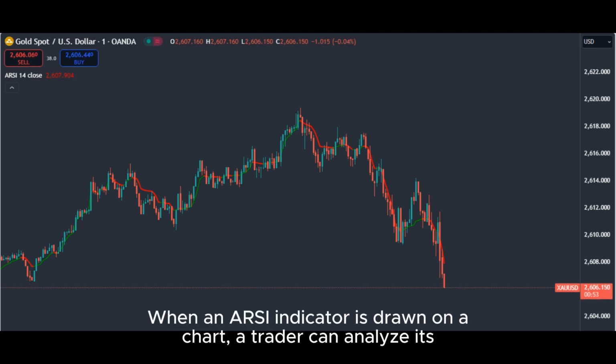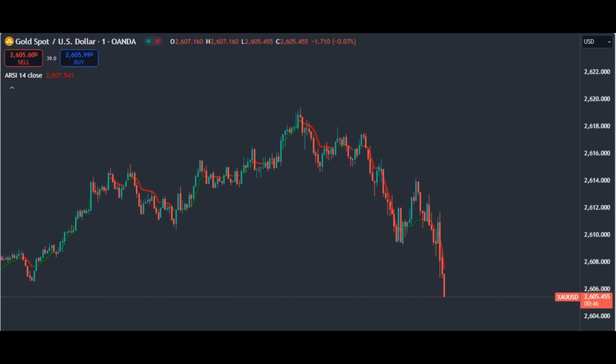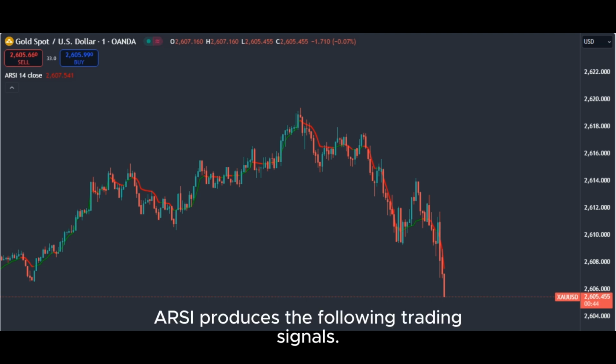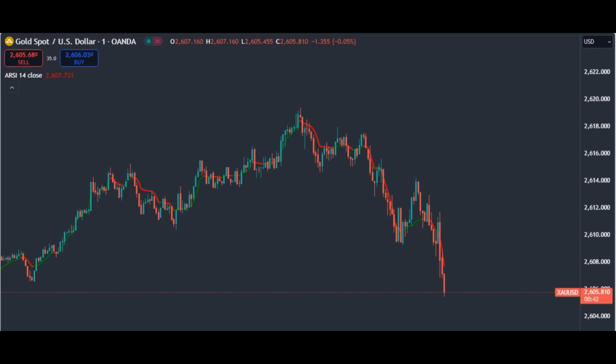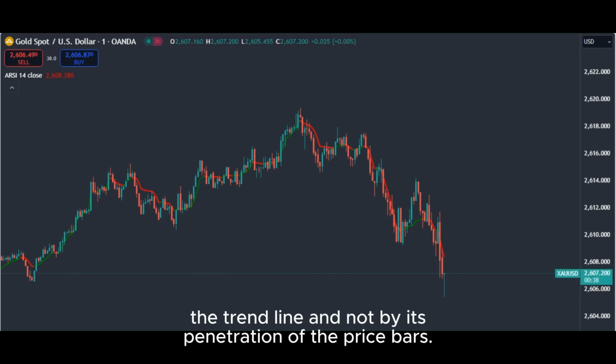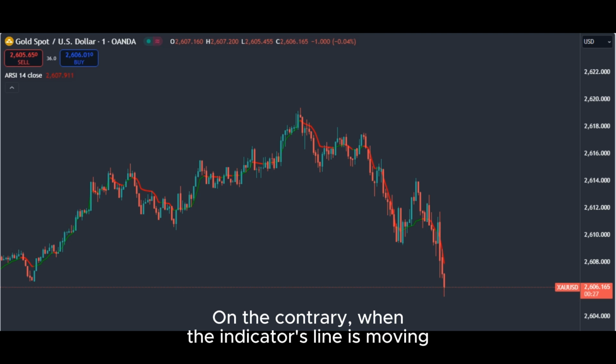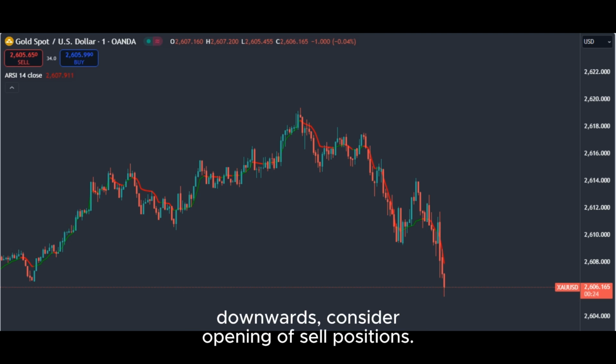When an ARSI indicator is drawn on a chart, a trader can analyze its information and try to interpret it correctly. RSI produces the following trading signals. The buy and sell signals are provided by the direction of the trend line and not by its penetration of the price bars. Thus, when the indicator's line is moving upwards, consider opening of buy positions. On the contrary, when the indicator's line is moving downwards, consider opening of sell positions.